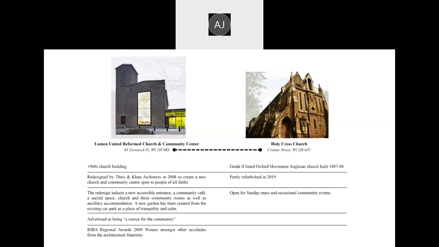The Holy Cross building is reminiscent of Gothic Revival architecture, and the Lumen Church is a very contemporary building, not only visually, but also, and this is really important, it is contemporary in its logic of space, provision, and its specific organization within a building genre.